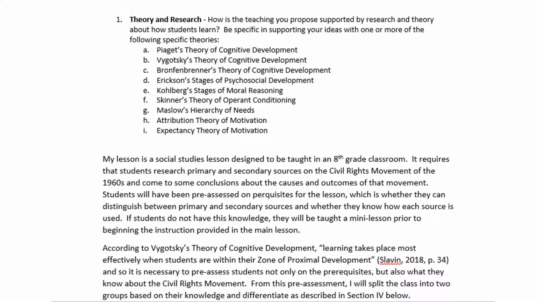And so it is necessary to pre-assess students not only on the prerequisites, but also on what they know about the civil rights movement. From this pre-assessment, I will split the class into 2 groups based on their knowledge and differentiate as described in section 4 below. So section 4 asks how you differentiate by ability or some other way. So it's not a bad idea to scan over those questions and be thinking ahead so that you can address them here as I've done. So did you see how I wove in the ZPD, the zone of proximal development, with the need to pre-assess students, because you've got to know where they are on that learning ladder that we've talked about.